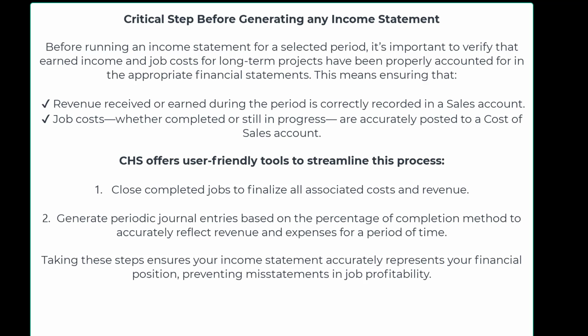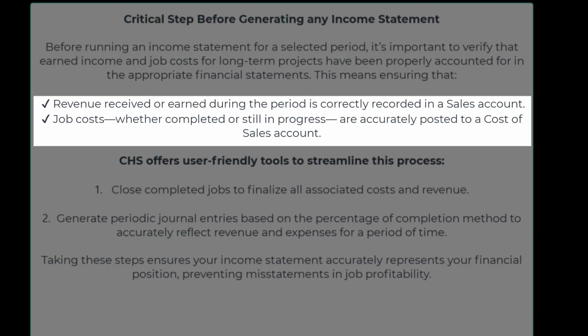So of course, there's one critical step before generating any income statement. Before running an income statement for a selected period, it's very important to verify that earned income and job costs for long-term projects have been properly accounted for in the appropriate financial statements. This means ensuring that revenue received or earned during the period is correctly recorded in a sales account, or that job costs, whether completed or still in progress, are accurately posted to a cost of sales account, depending on whether or not you are using a completed contract or percentage of completion method.